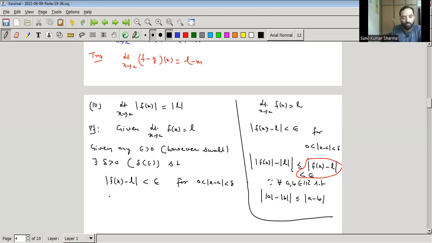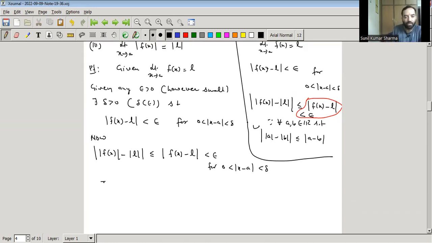So now we have to estimate mod of mod f(x) minus mod L, and this is less than or equal to mod f(x) minus L by definition, by using this condition, and this is less than epsilon for 0 less than mod x minus a less than delta. So we get the result. So this implies that limit as x goes to a of mod f(x) is equal to mod L.